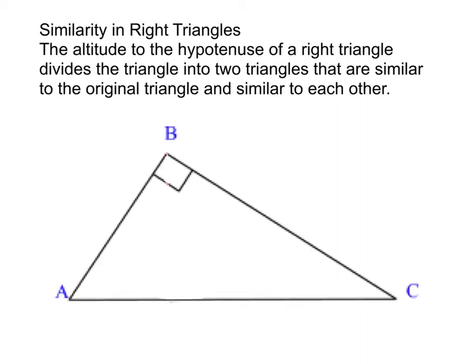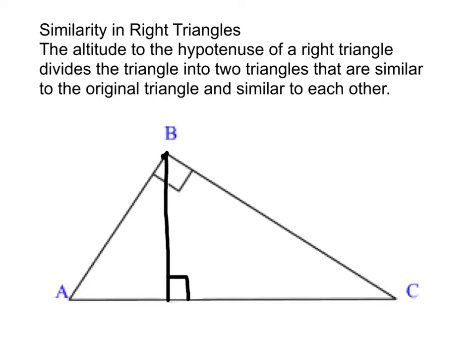In right triangles, if we draw the altitude to the hypotenuse of the right triangle, it's going to divide the triangle into two triangles that are similar to the original triangle and similar to each other. Here's what that means. I'm going to start by drawing my altitude from vertex B, and I'm going to connect it at a right angle with my opposite side.